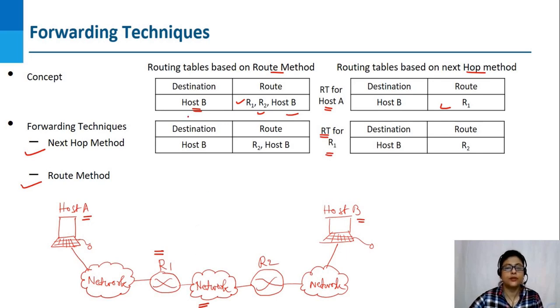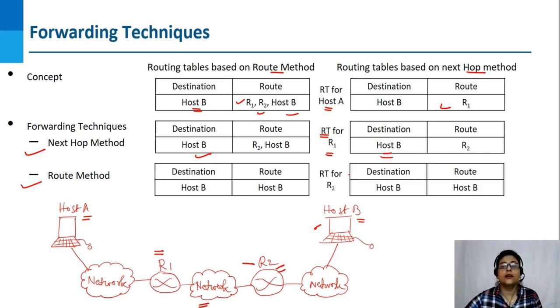Now let us look at the routing table for R1. What should be the routing table for R1? As before, for the route method, the destination should be host B and the route should be R2 and then host B. For the next hop method, the destination should be host B, but the route should be only R2. Finally, the routing table for R2 will be like this.